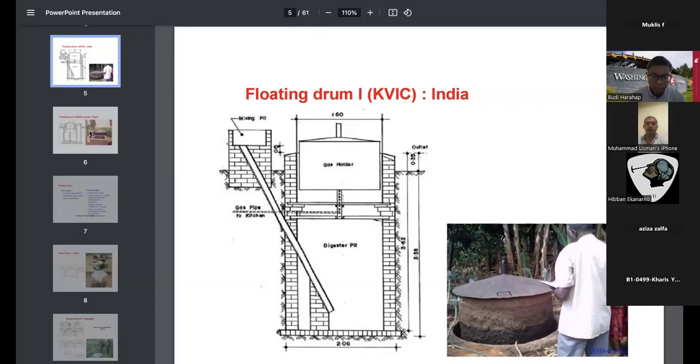If, for example, you have this type of biogas plant at a distance from your house, and you are using that gas for cooking purposes, and the amount of gas inside the main drum, which we call the digesting pit, reduces, the drum will move downward and the pressure will remain constant. That is why this floating drum biogas plant is also called a constant pressure type biogas plant. Next, please.